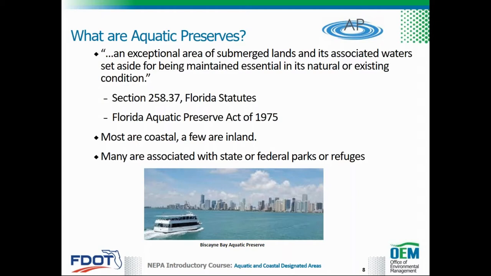Today, there are 41 aquatic preserves in Florida, encompassing approximately 2.2 million acres. All but 4 of these submerged lands of exceptional beauty are located along Florida's 8,400 miles of coastline in the shallow waters of marshes and estuaries. Many aquatic preserves are associated with public lands such as state or federal parks or refuges.